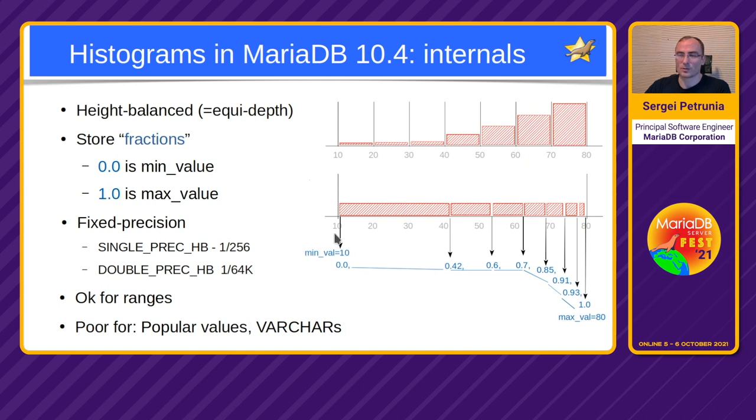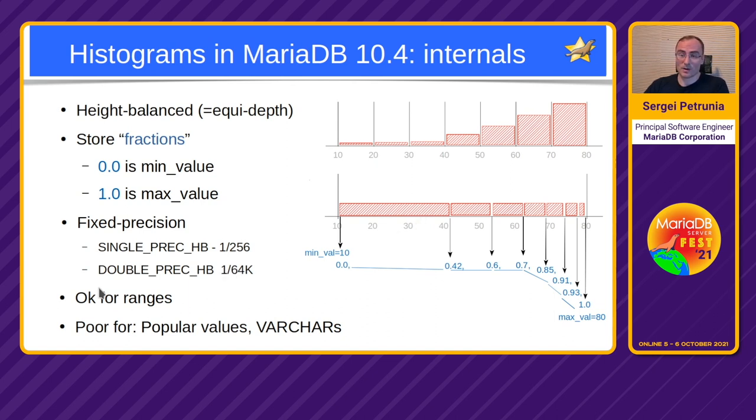First, we store the minimum value, which is 10 here, and the leftmost bound is 0.0 because it's the minimum value. We don't actually store this number. But then we start storing this number of 40, which is in the middle between the minimum value and the maximum value. The fraction is 42 and that fraction is stored. Then the next boundary between buckets is at this fraction and so forth. And it all ends with the fraction of 1.0, where we store the maximum value, which is 80 for this histogram. The fractions are stored as fixed precision numbers, so either 1 byte or 2 bytes. 2-byte precision.